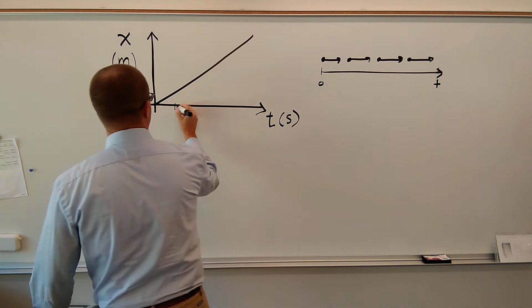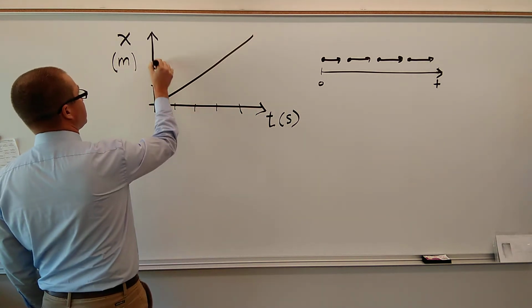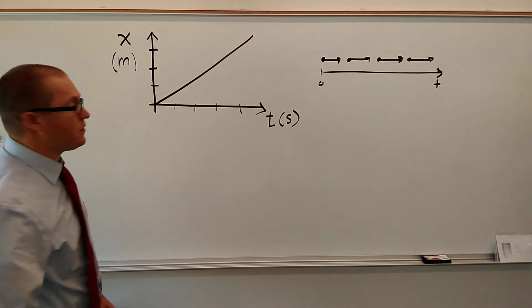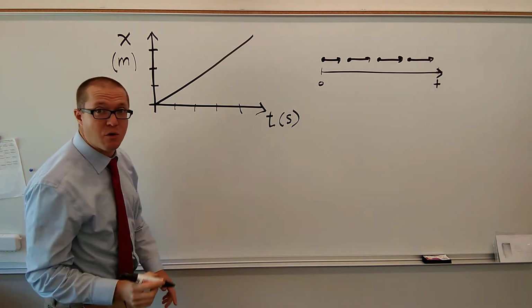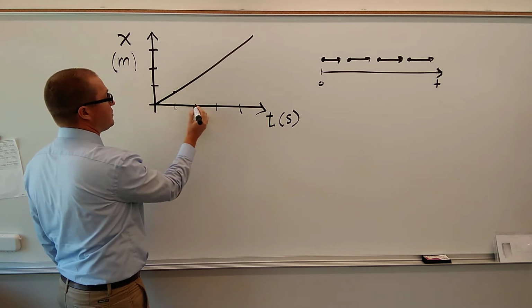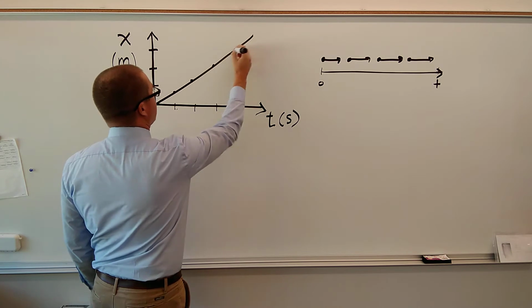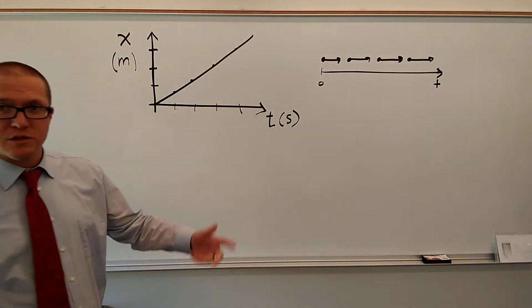Every second, right, it's going the same distance forward. All right, every second it's going the same distance forward. So 1 second, it's gone a certain distance here. Another second, certain distance here. So on. Put a fit line in there, and that's what it would look like.